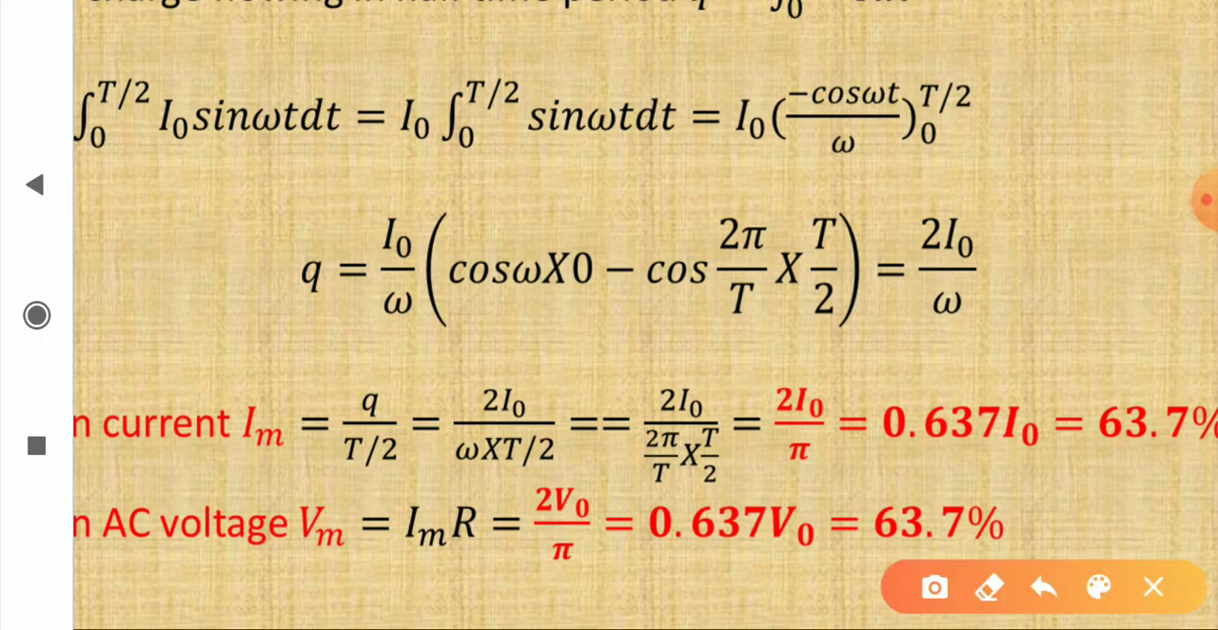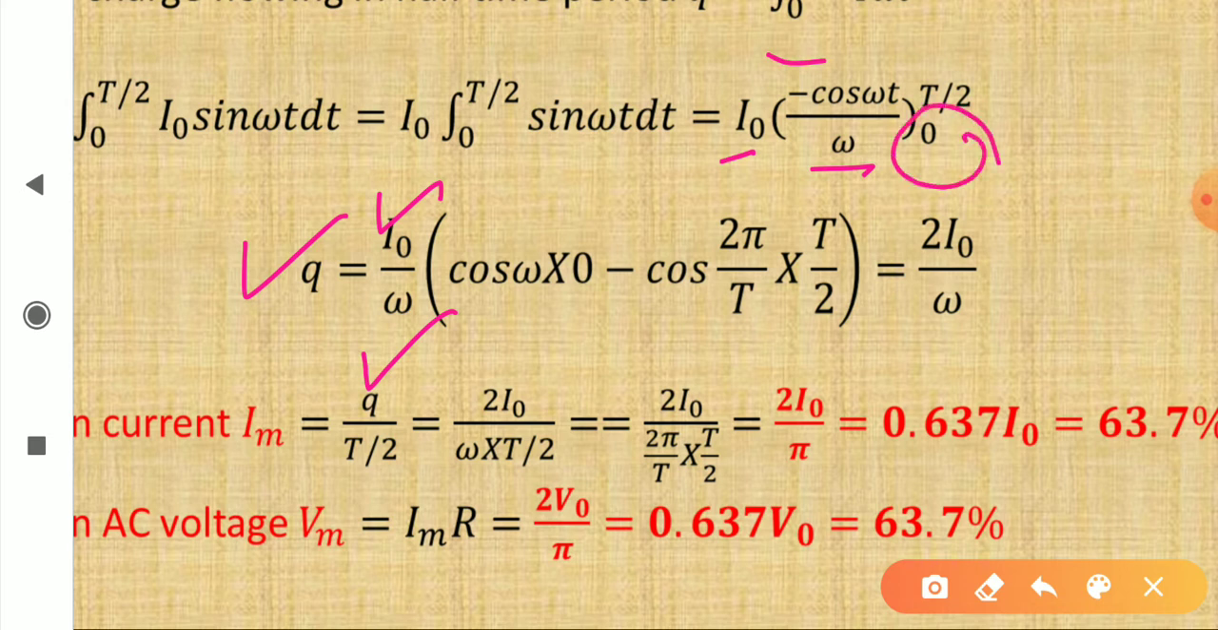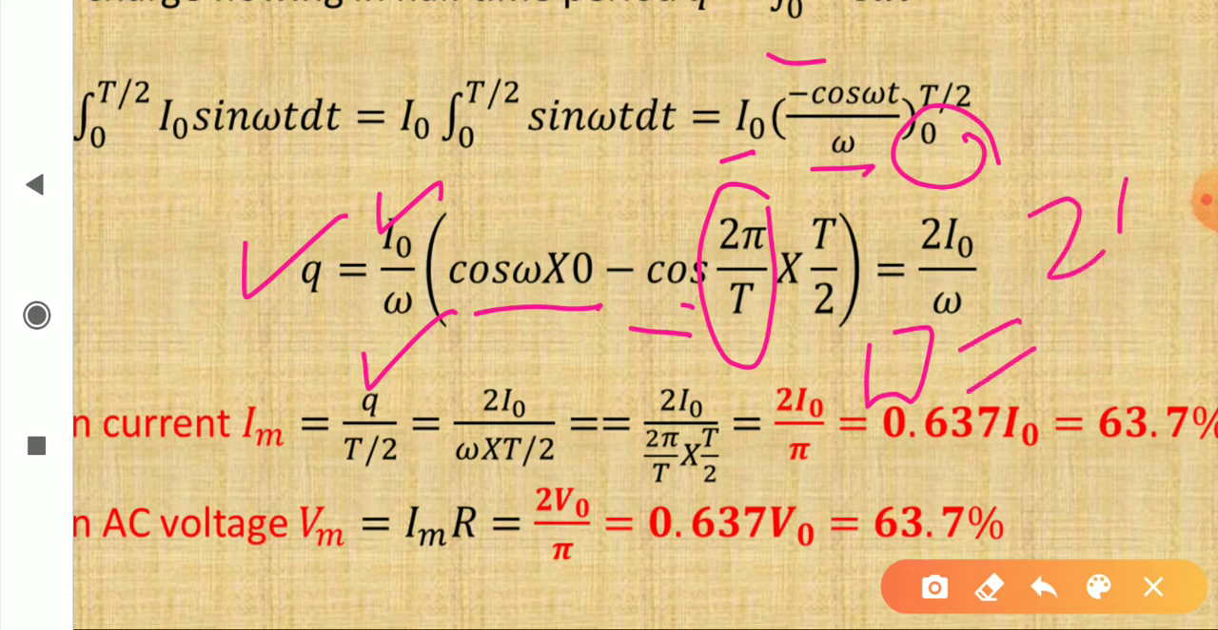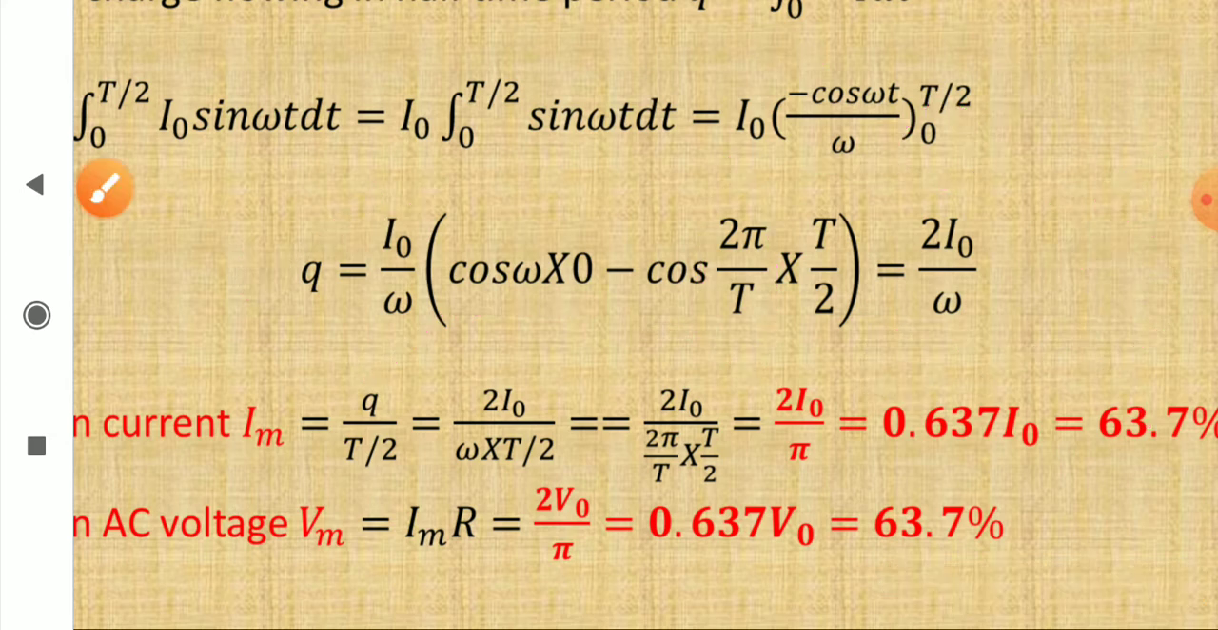Now this total charge is I naught, and take this omega also outside, constant, and we have this minus sign here. So first I have put the lower limit just to accommodate this minus sign, and then the upper limit. So cos omega into 0 minus cos omega t, and omega is equal to 2 pi by T. You know this relation, that angular velocity omega is 2 pi by T. So I put omega is equal to 2 pi by T into the upper limit of time, which is T by 2. So see what we get.